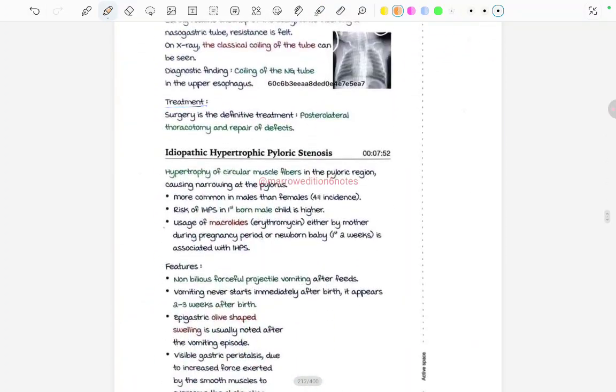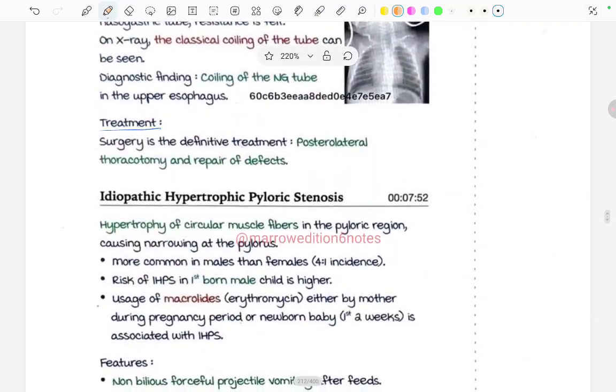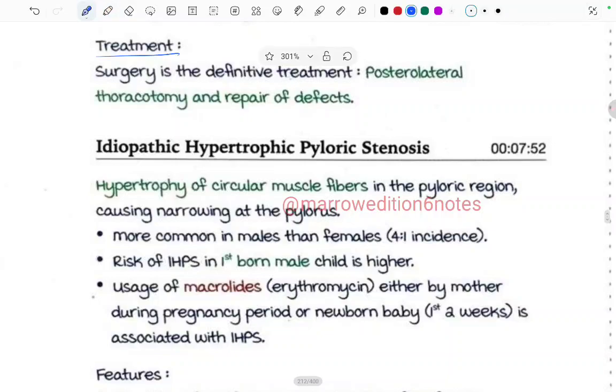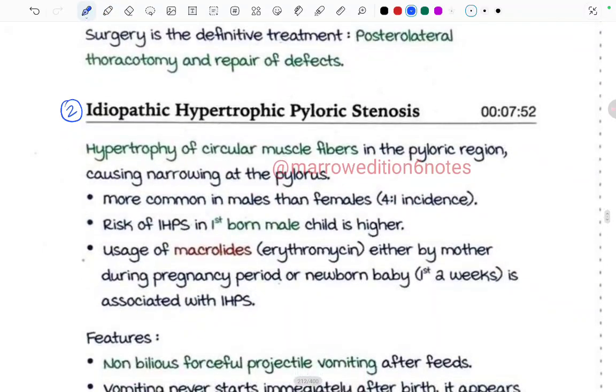Now the second thing that we are going to read about is idiopathic hypertrophic pyloric stenosis. Let's start with this. What is happening in this disease is hypertrophy of the circular muscle fibers in the pyloric region, causing narrowing at the pylorus. It is more common in males than in females, with a 4:1 incidence.